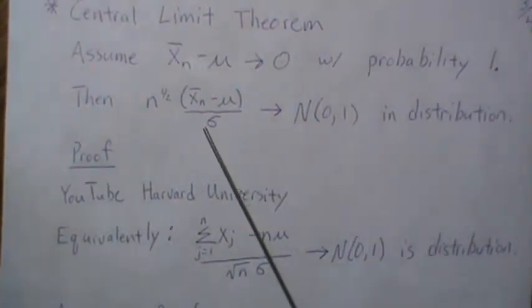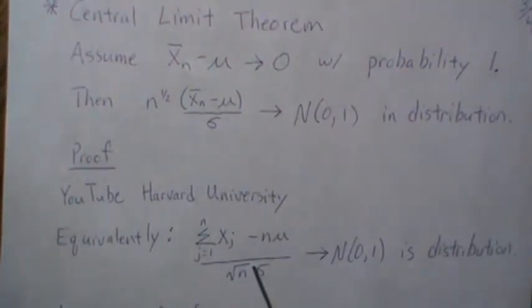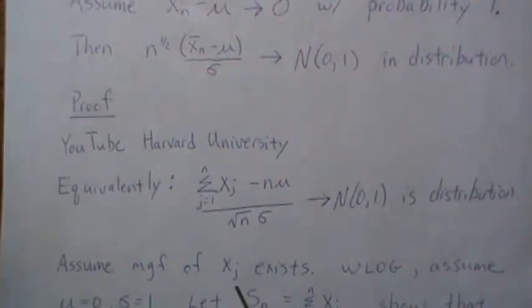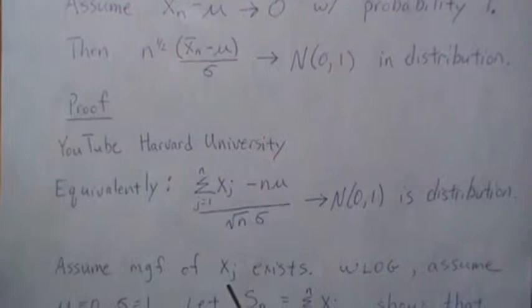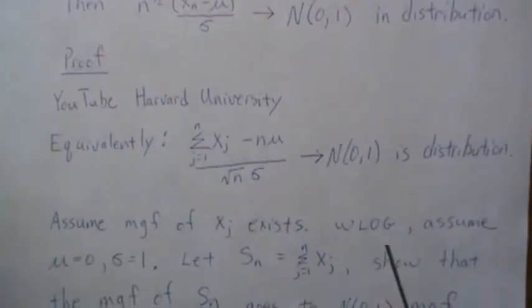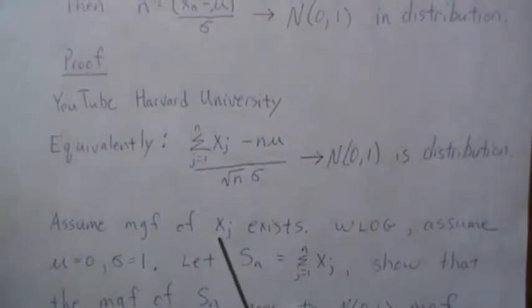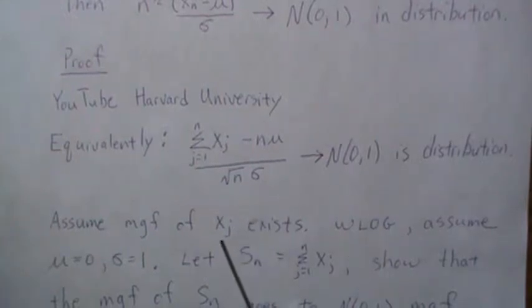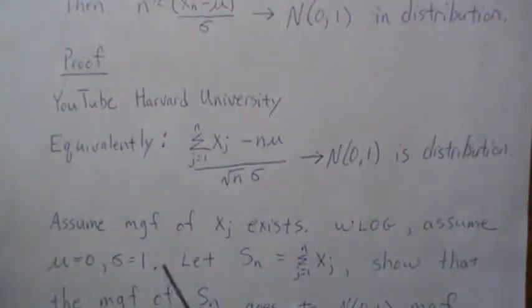So equivalently, if we can factor out an n everywhere, then this is equivalent to this. Okay, so we want to show that this goes to standard normal. Then we're going to assume that the moment generating function exists for each xi, and without loss of generality, assume it has a mean of 0 and a standard deviation of 1. So we could standardize these, subtract the mean and divide by the standard deviation, then look at how the yj's behave and go to standard normal, and then you can back transform it. But we'll just assume that they're 0 and 1.